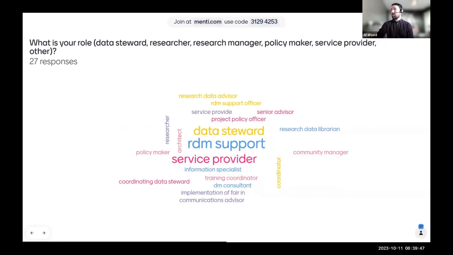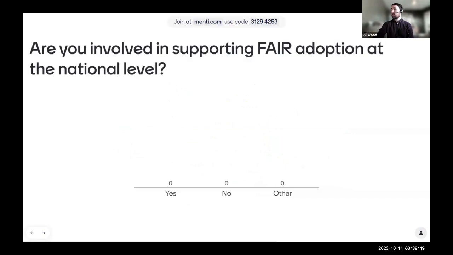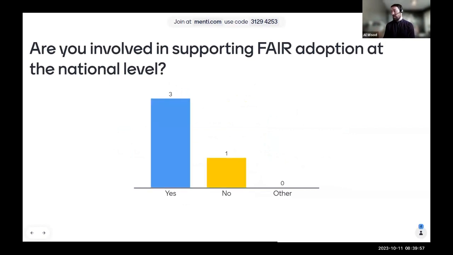Because I'll just move to our penultimate slide. At this current time, are you involved in supporting FAIR adoption at the national level? We do have yes, no. Other is more of a kind of unsure at this point, and potentially something that will become more clear as we go through the presentations. Possibly something that will change over the time of our FAIR Implementation Workshop series.